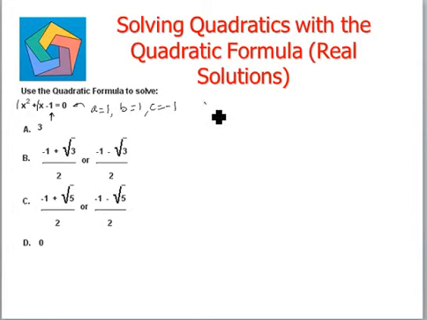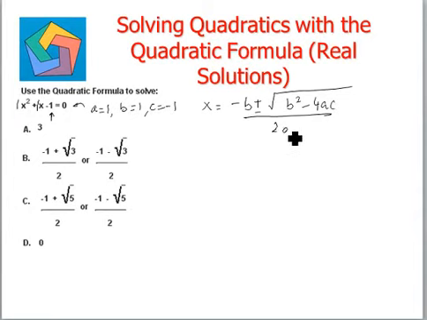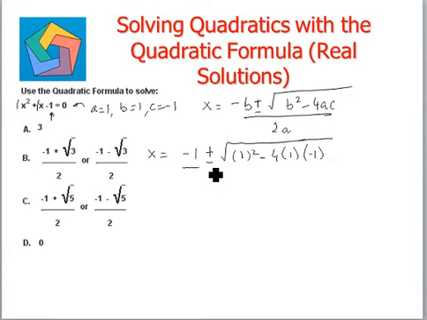Our quadratic formula is x equals negative b plus or minus the square root of b squared minus 4ac, divided by 2a. So now we know all the values, we'll plug them in. x equals negative b, that is minus 1, plus or minus the square root of b squared, that is 1 squared, minus 4 times a is 1, c is negative 1, divided by 2 times 1.